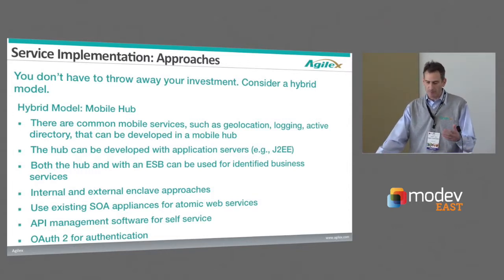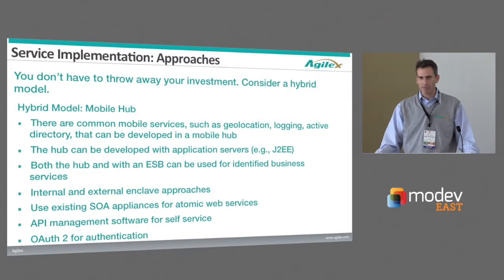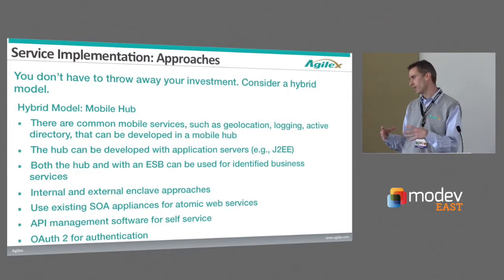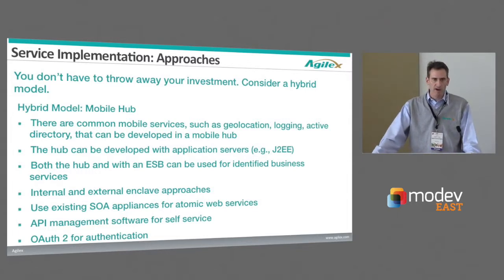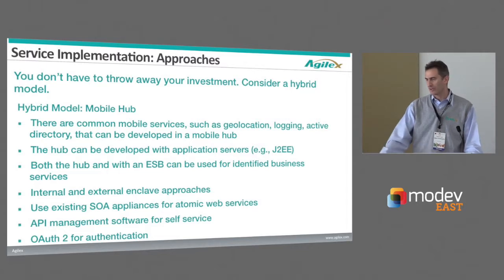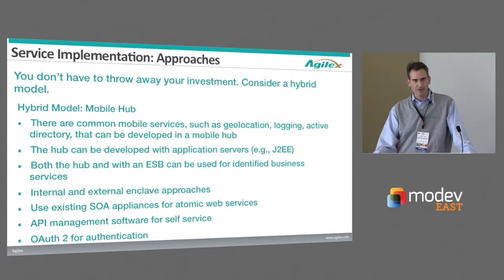Geolocation. And there are others that can be developed in a mobile hub. And the hub can be developed with application servers that work in conjunction with an enterprise services bus or some kind of gateway. So both the hub and an ESB can actually be used for both specific business services and these common services. So that's up to you as the integrator to figure that out and to understand that and make those determinations.